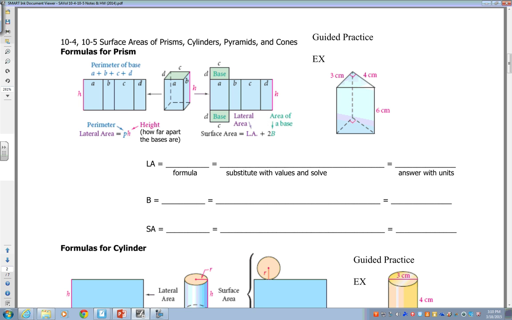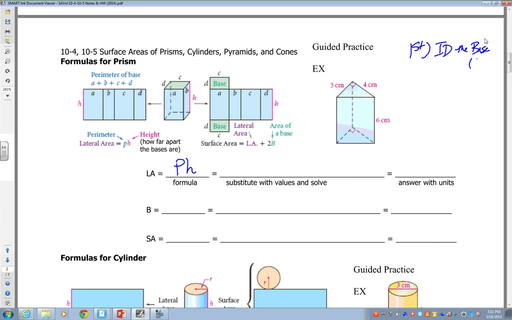Okay, what type of prism is in the example? Yeah, it's a triangular prism. Okay, so to find the lateral area, the formula is just pH. But the first thing we have to always do is identify the base, which is basically your B, right? So what shape is going to represent the base here? Yeah, the triangle.